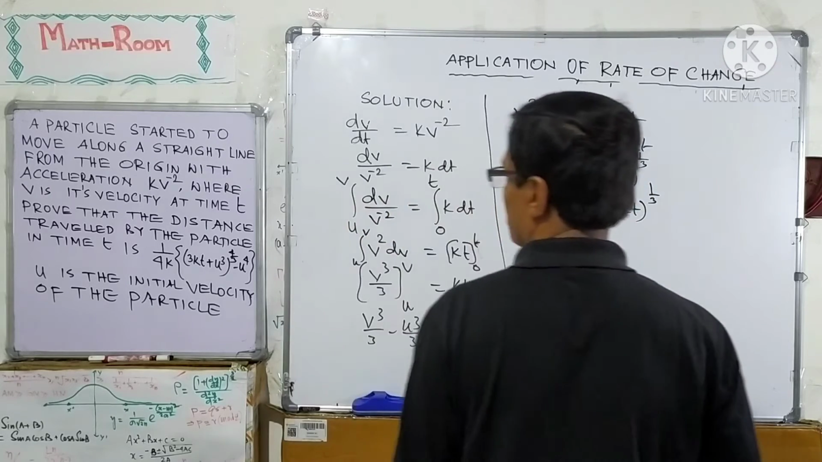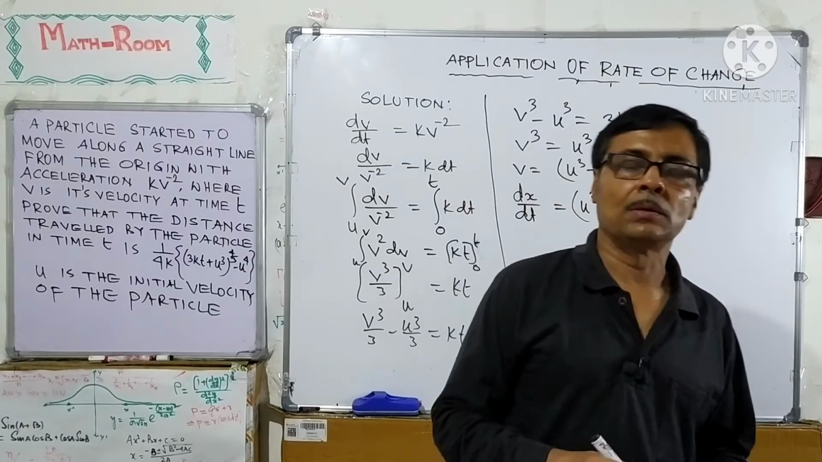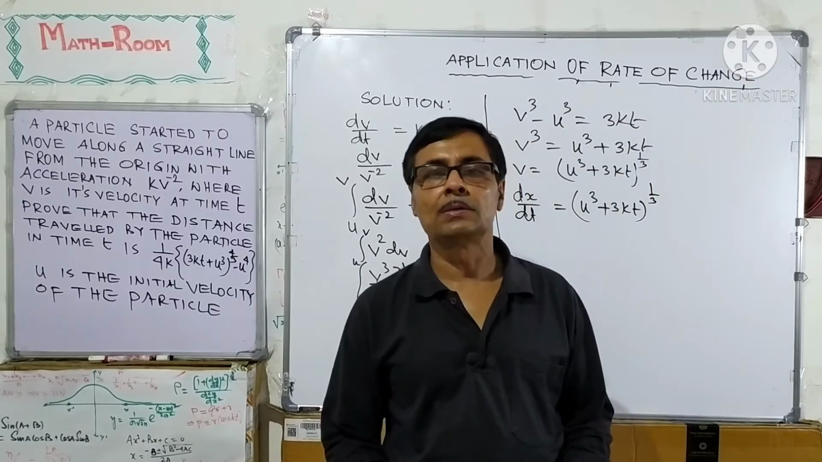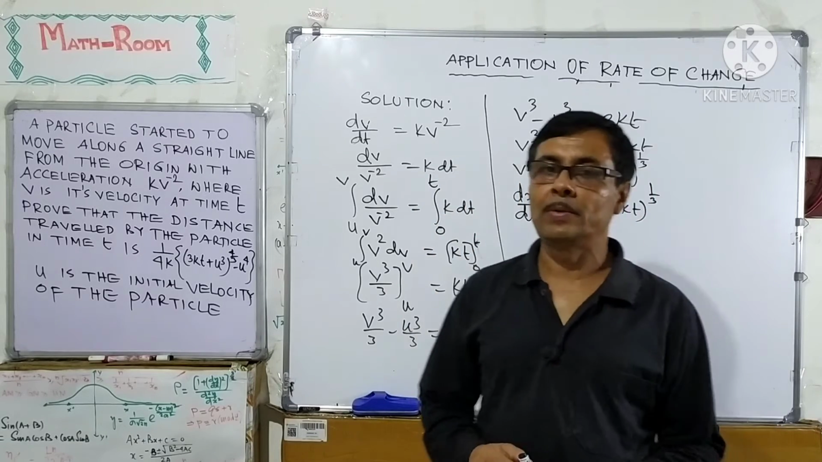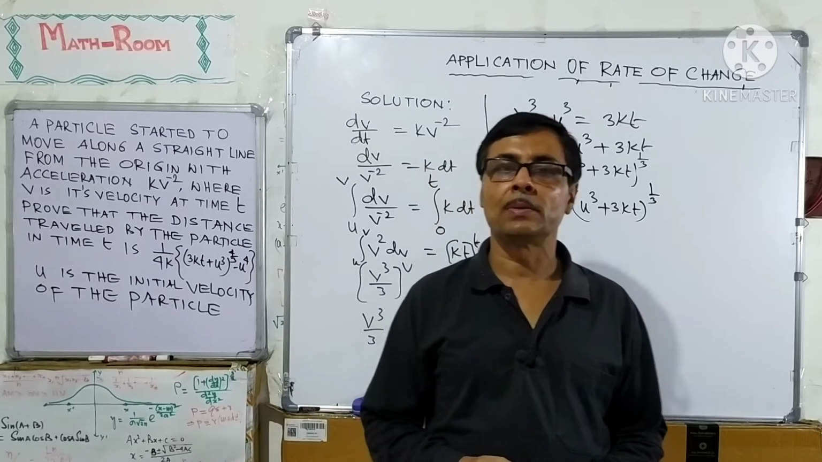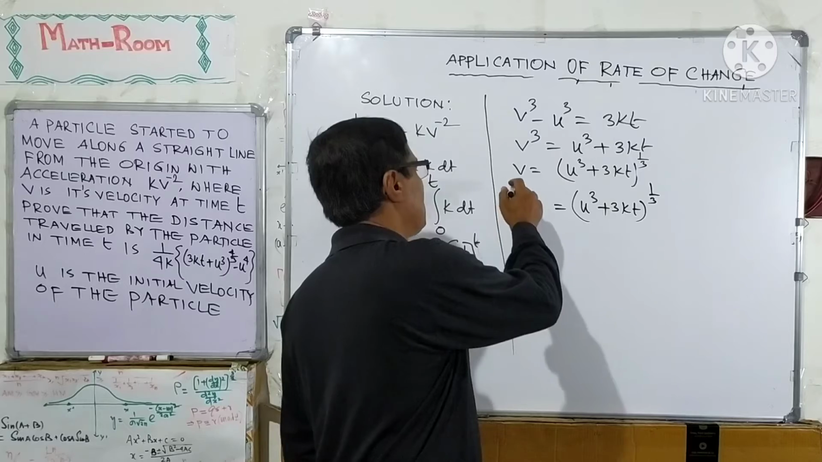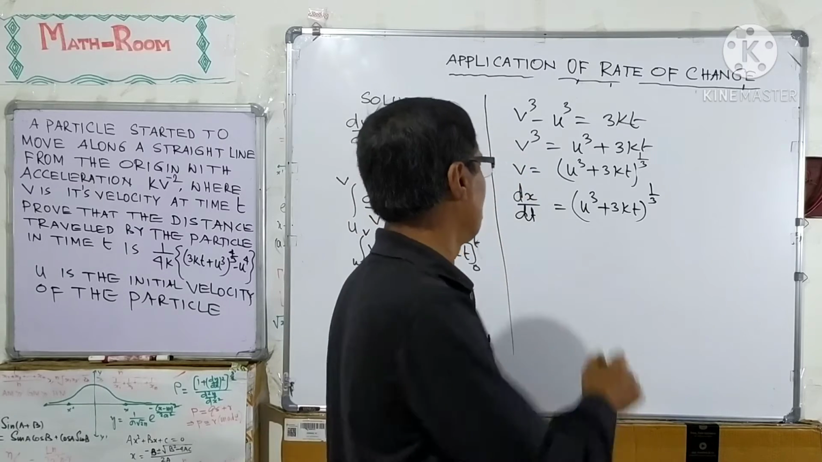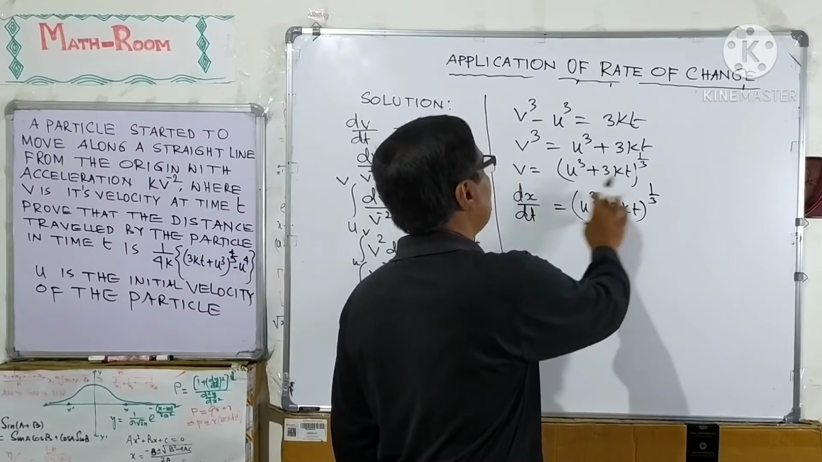This is the velocity, dx/dt. Velocity means the rate of increase in the displacement of the particle with respect to time t. If x is the displacement of the particle at time t, then we can write dx/dt as the velocity, that is velocity v equal to dx/dt, equal to this.